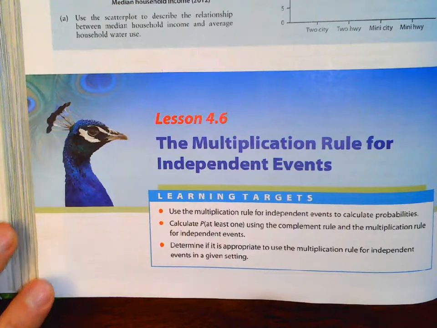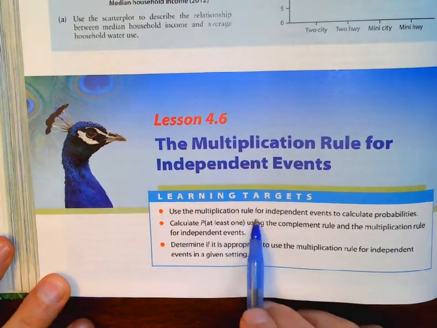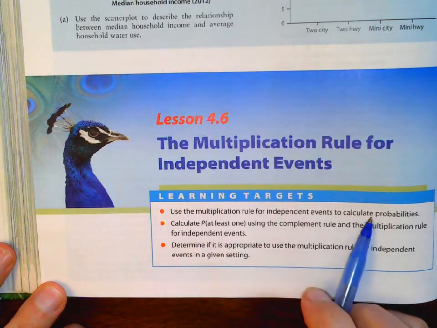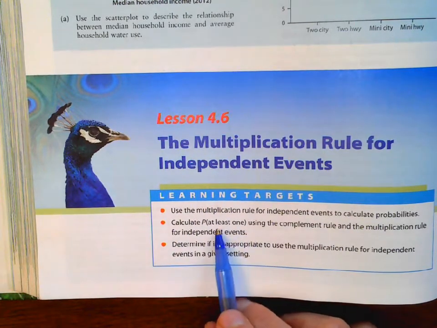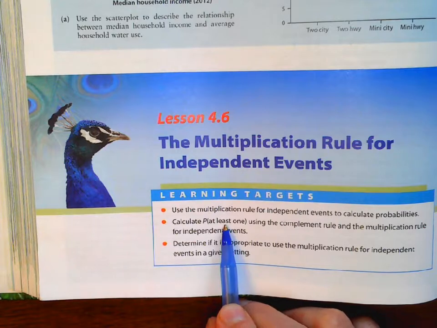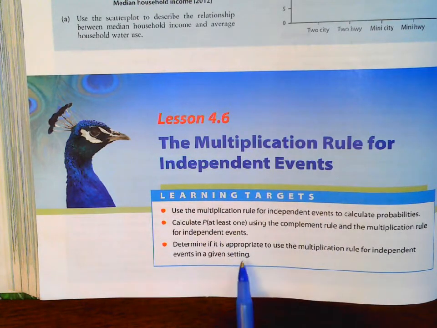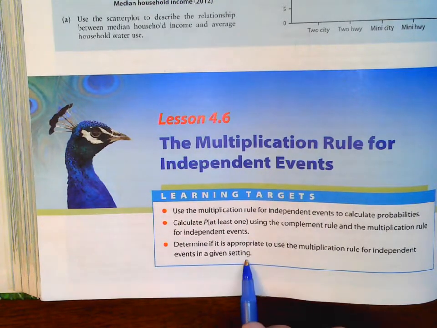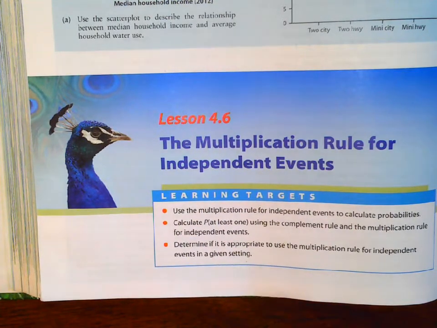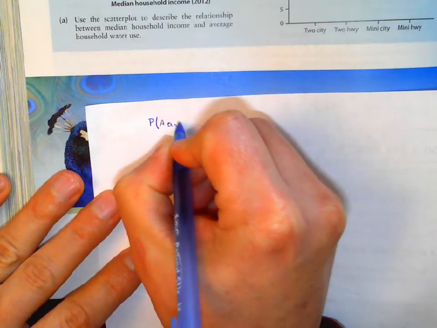These are notes 4.7. We're going to do three things. We're going to use the multiplication rule for independent events to calculate probabilities. We're going to calculate the probability of at least one event happening using the complement rule and the multiplication rule. And then we're going to determine if it is appropriate to use the multiplication rule for independent events in a given setting.